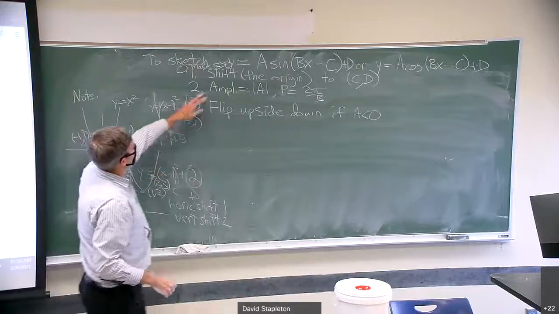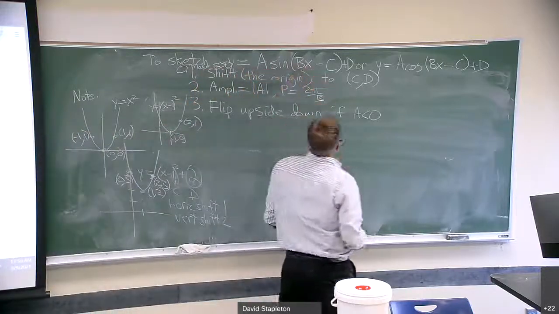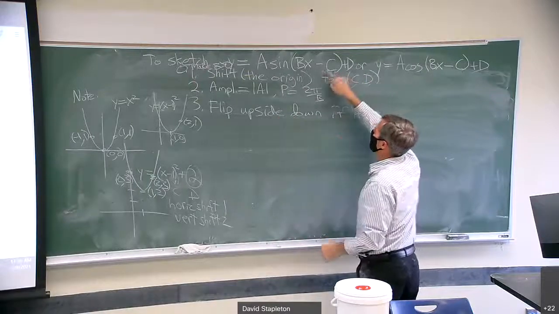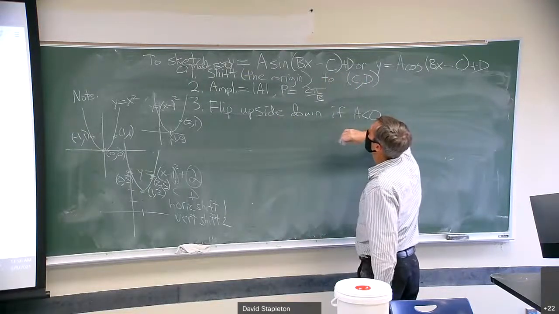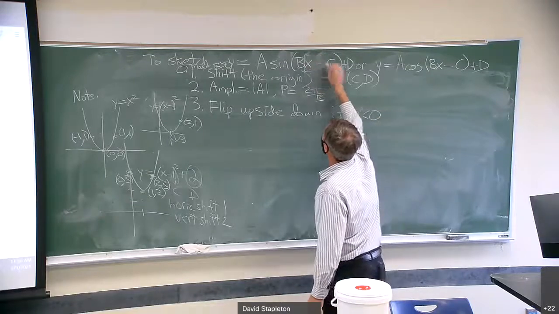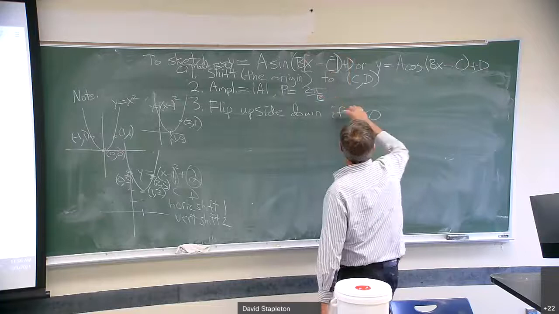And that's what we're saying here, is if you have one of these kinds of graphs, putting a plus d on the end just moves the whole graph up by d, and it's replacing x with dx minus c.